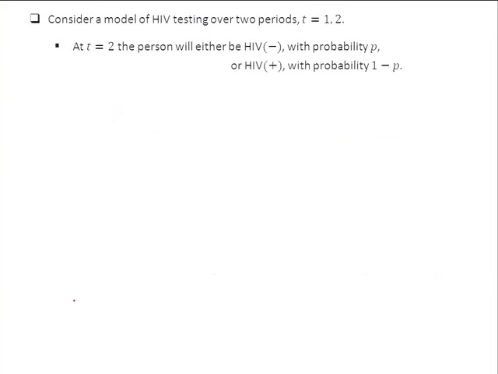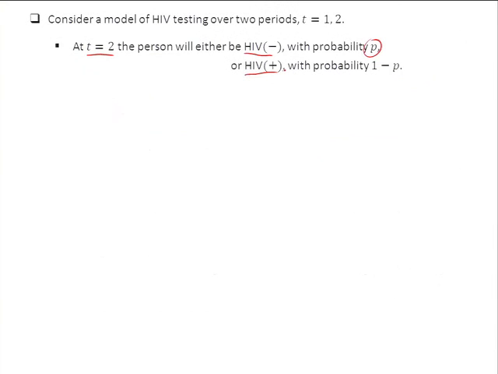A model of HIV testing over 2 periods, 1 and 2. At period 2, which is the future, the person will either be with certainty HIV negative or HIV positive. But currently, there's a probability P that they'll be negative in the future, and a probability 1 minus P that they'll be positive in the future, and they don't know.